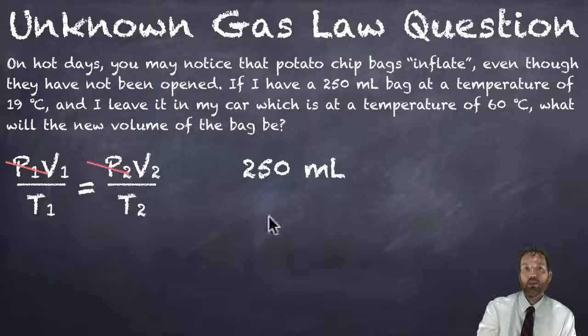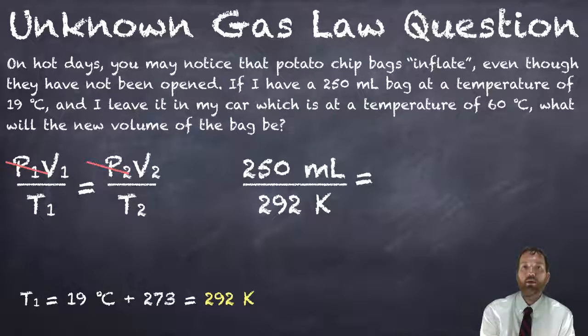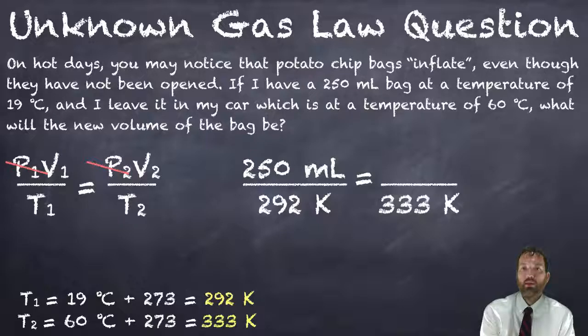Now our formula is V1 over T1 equals V2 over T2. So our V1 is 250 milliliters. That's the volume of the bag initially, and it's at a temperature of 19 degrees Celsius. We need to turn that into Kelvin. 19 plus 273 is 292 Kelvin. They want to know the new volume, the V2 of the bag, if the car reaches a temperature of 60 degrees Celsius. So 60 plus 273 is 333. And we're solving for V2 here.